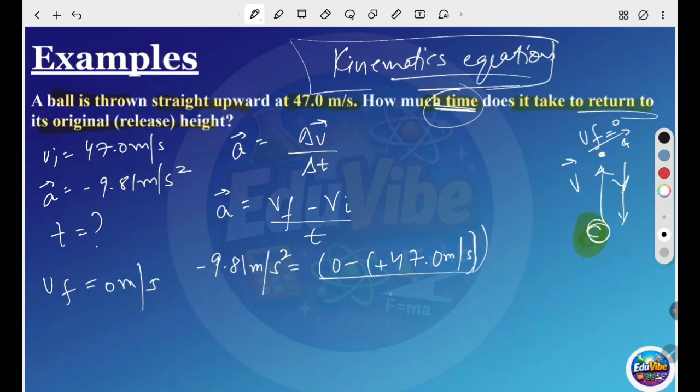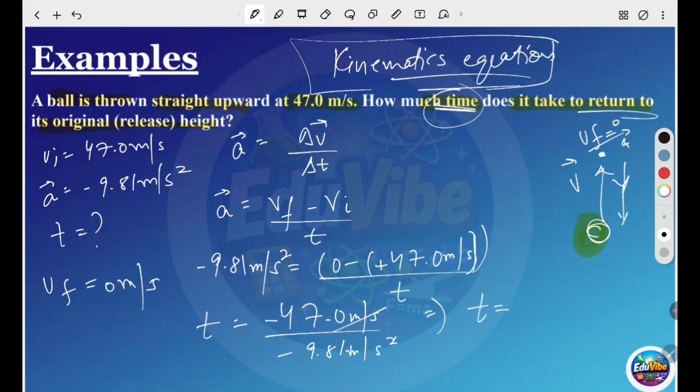And yeah, the time is what we have to find. So to find the time, we do 0 minus 47.0, which is minus 47.0 meter per second, divided by minus 9.8 meter per second square. Meter per second square cancels with meter per second square, and the meter goes out. We get the time like this, and we get 4.79 seconds.